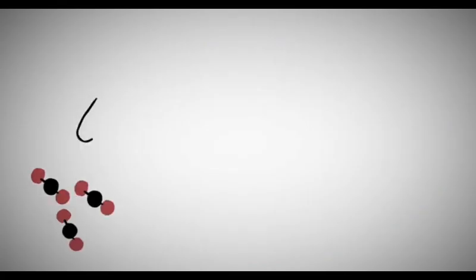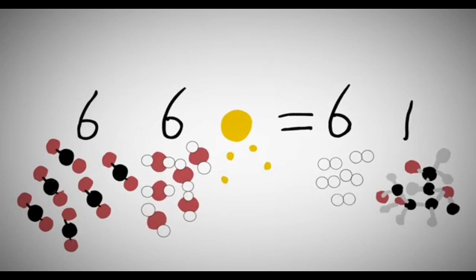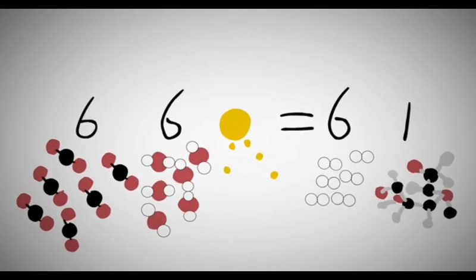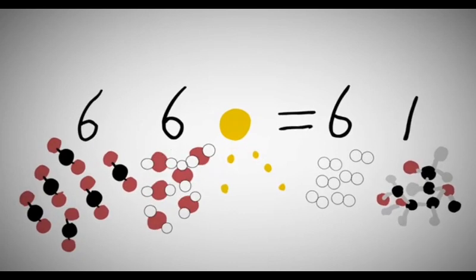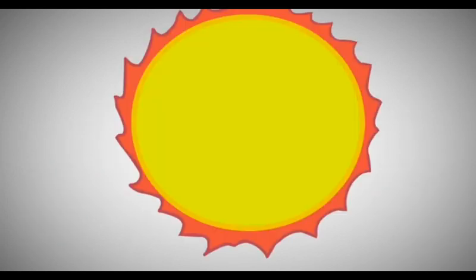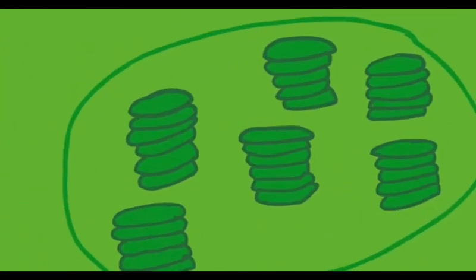This is the formula. So, 6 carbon dioxide molecules, 6 water molecules, and sunlight make 6 oxygen and 1 carbohydrate, sugar. Starting with the light-dependent reaction, sunlight travels from the sun onto the earth, through the leaf, through the chloroplast, into the thylakoid. Energy from the sun is called adenosine triphosphate, or ATP.